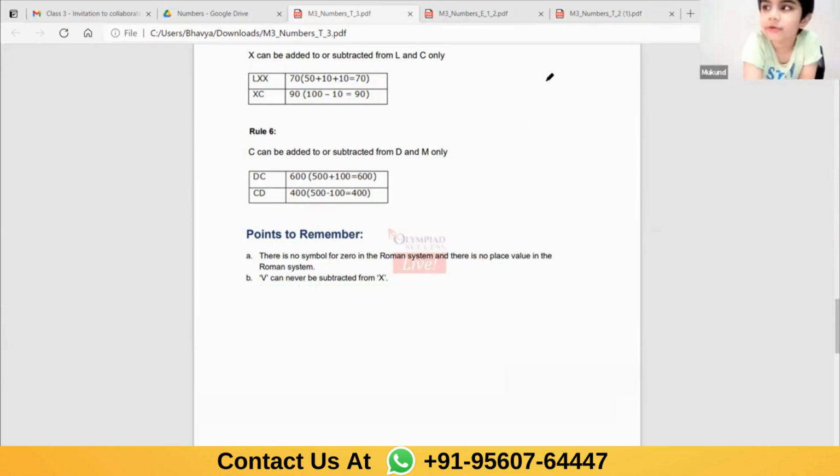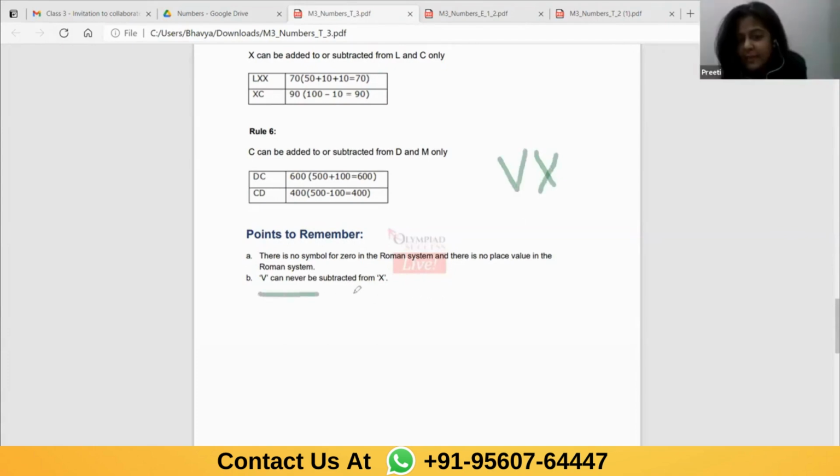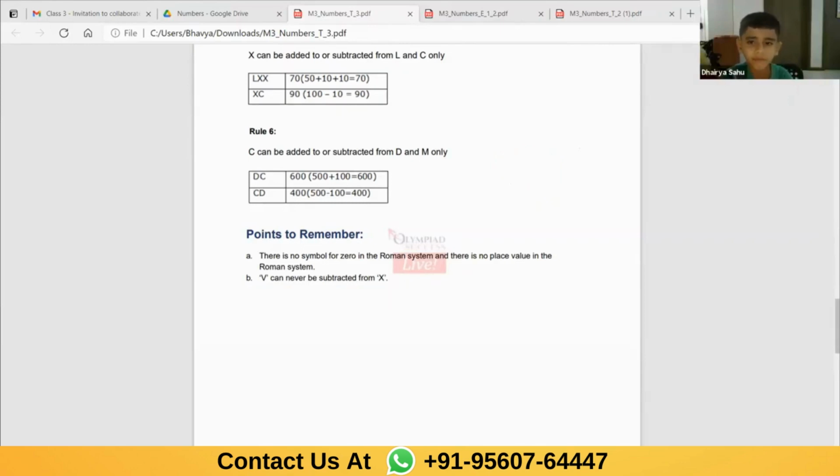Ma'am, can we do X minus V to get V again? Because 10 minus 5 equals 5. Wait. What are you asking me to do, Mukund? Can we do X minus V? No, V can never be subtracted from X. This is the rule. Because the symbol of V we have already.